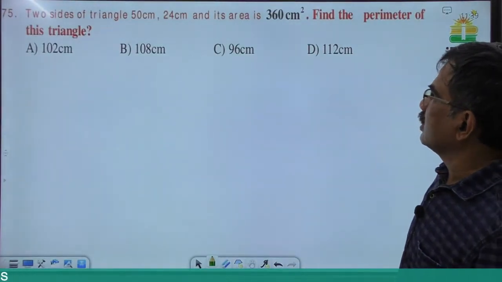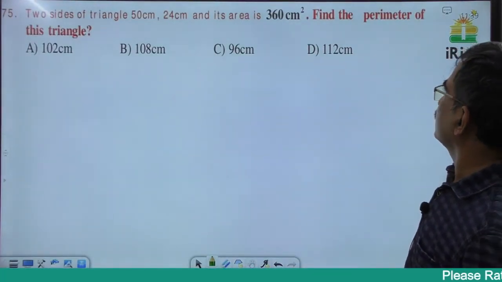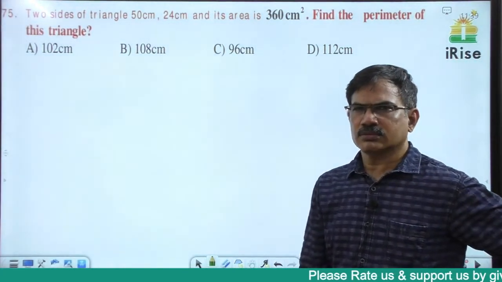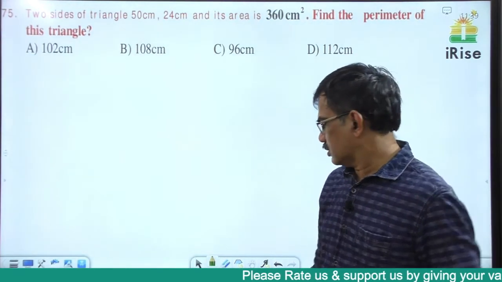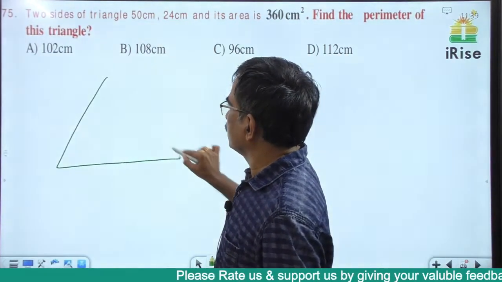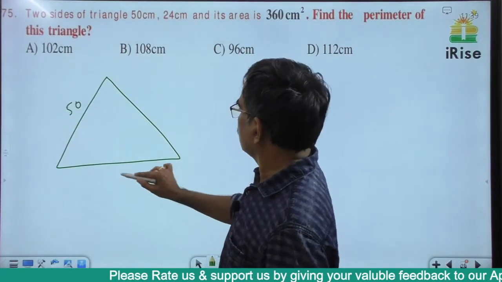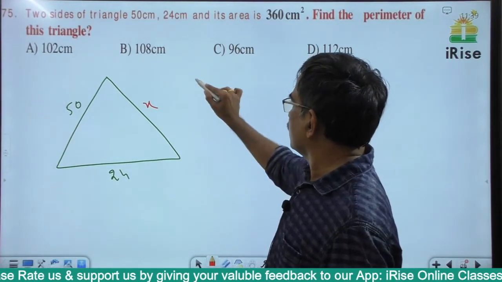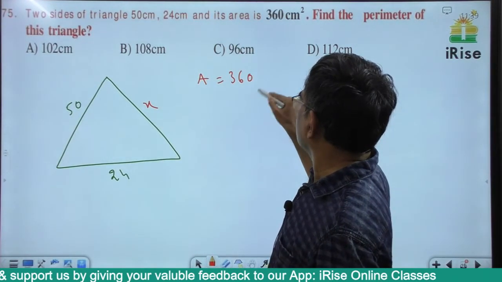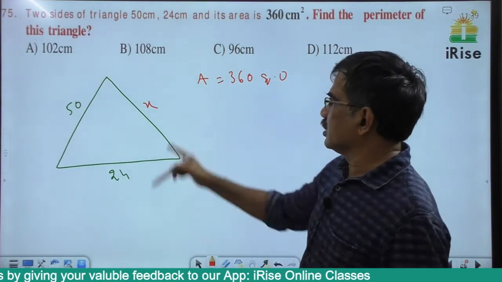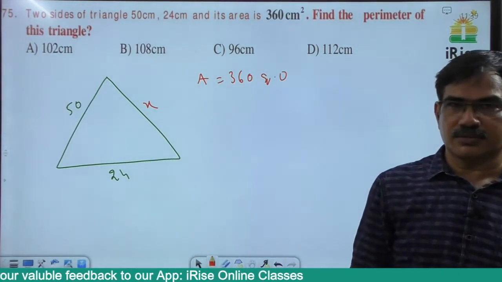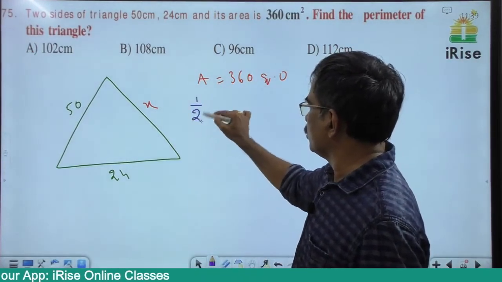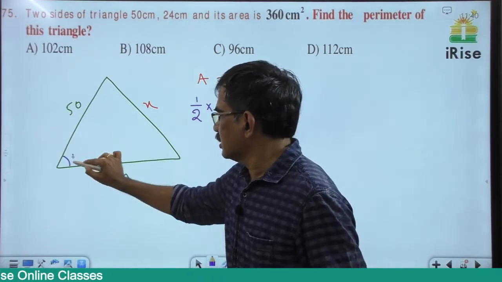The two sides of a triangle are 50 and 24 and its area is 360. Find the perimeter of the triangle. Same as the previous question. Solve this question please. This is a triangle. One side is 50, the other one is 24. We don't know the third side. Consider this as x and the area is given as 360 square units. To find the perimeter, first we have to find x. What is the area formula? Half AB, I want to consider this angle as theta.